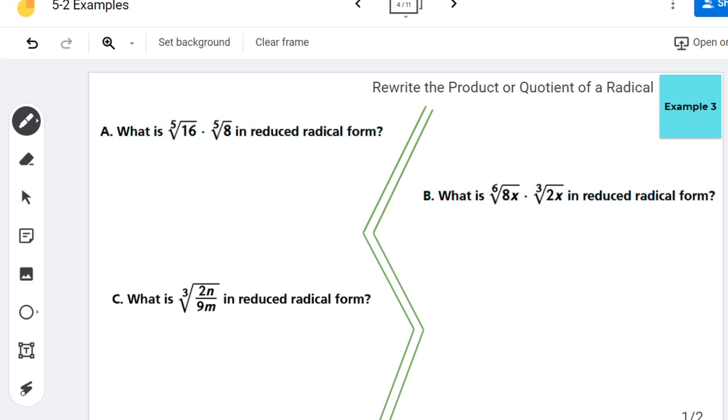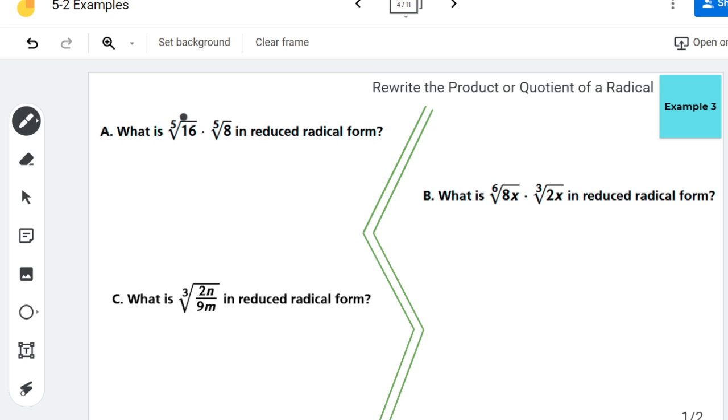In today's video, I'm covering example 3 from section 5-2 in the SavvasRealize Algebra 2 textbook. So today's example, we are looking at rewriting the product or quotient of a radical. So when we are doing this, there's a couple of key rules here.